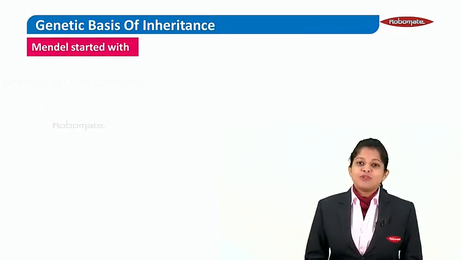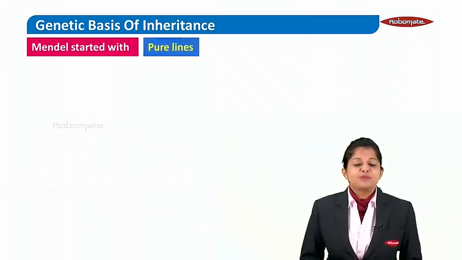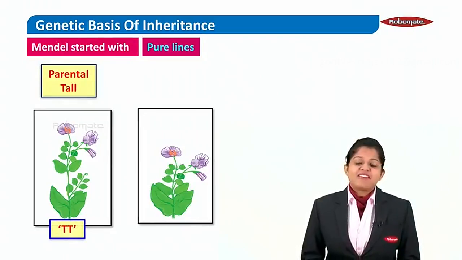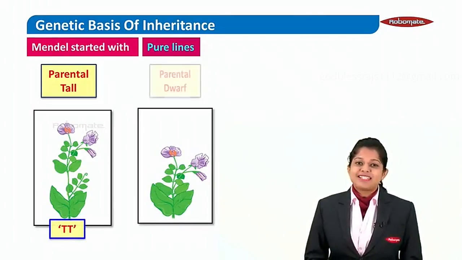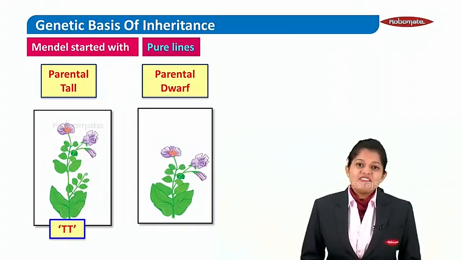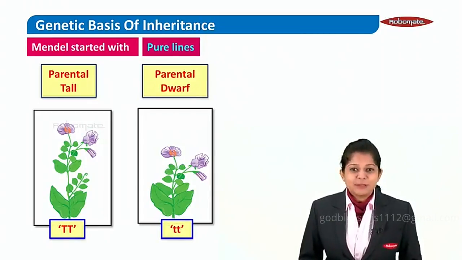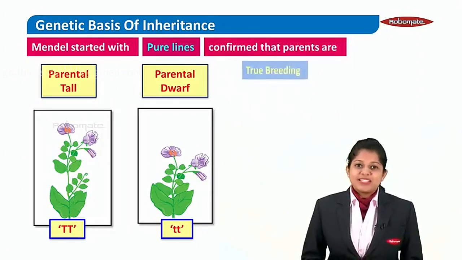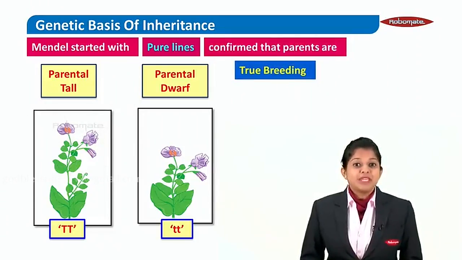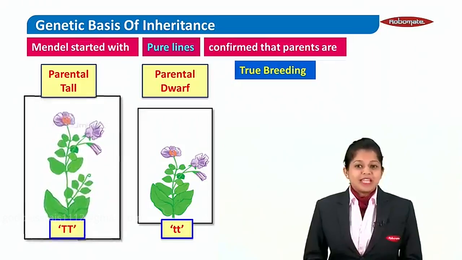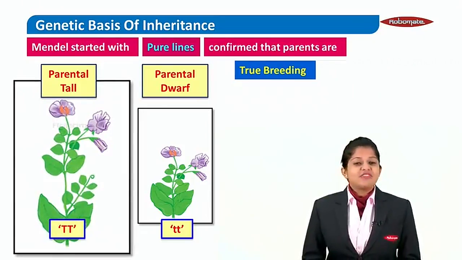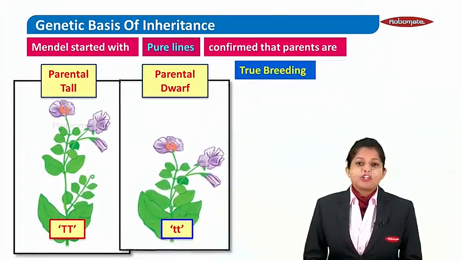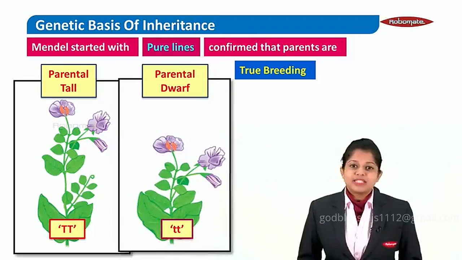So students, as we have already studied, Mendel started with pure lines. Pure lines meaning the parental tall will always have a genotype of capital T and the parental dwarf will always have a genotype of small t. Further, not only this, Mendel also confirmed that the parents are true breeding. Now, what did he mean by true breeding? True breeding meaning the parental tall should always give rise to offsprings with capital T and the parental dwarf should give rise to offsprings with small t.